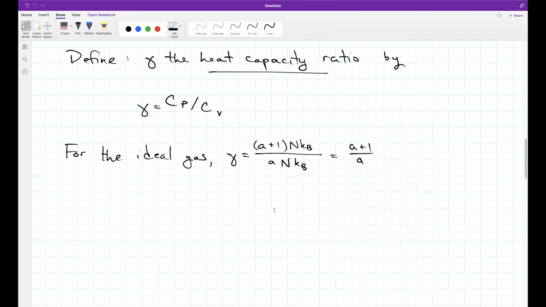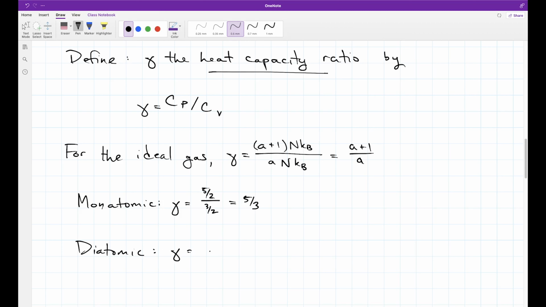Good. Let's figure it out in the two cases. So for the monatomic ideal gas, A is 3 halves, so we get 5 halves over 3 halves, or 5/3. Let me make sure that it's clear that this is gamma. And for the diatomic ideal gas, gamma is equal to 7 halves over 5 halves, or 7/5.